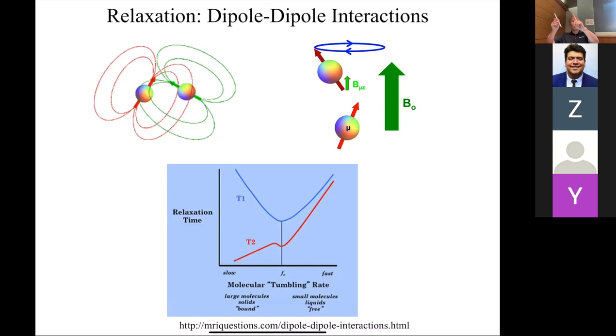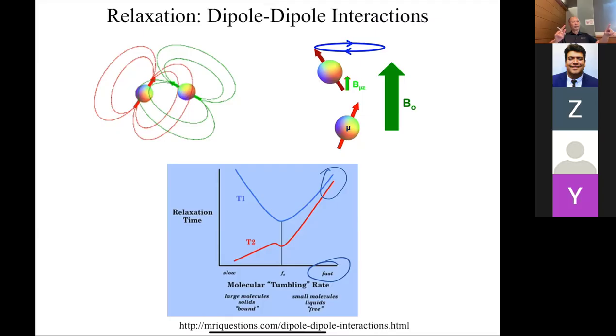But imagine this spin is tumbling in all directions super fast. What's the net field that this one is going to feel? It's going to average out to zero, because sometimes it feels a field this way, this way, this way. The faster this one spins, the more all the spins feel the same thing. Everything averages out to zero. So when the tumbling is really fast, the T2 is very long.